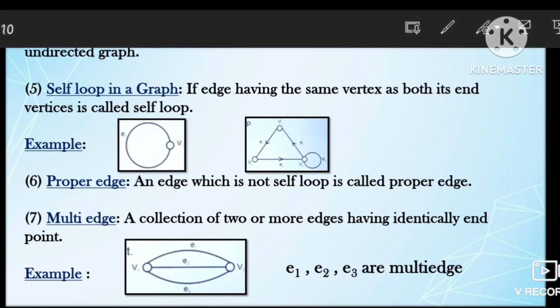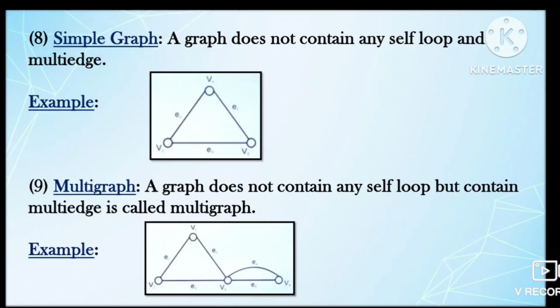It means that, for example, we have V1 vertex and V2 vertex. Now it is joined by edge E1, by edge E2 and by edge E3. So there are three edges but having the same identical V1 and V2 vertices. So this is known as the multi-edge graph.